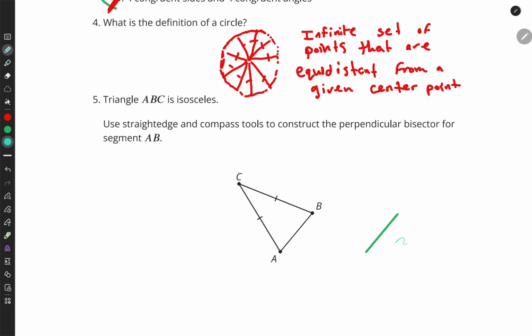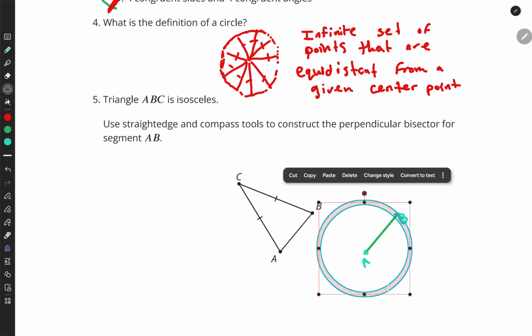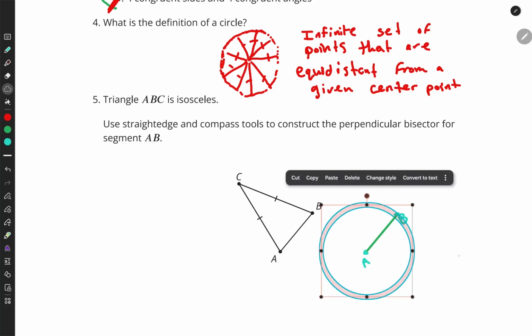Well, you would create two circles, right? Let's call this AB. You would construct two circles. If you want to have them the same radius, you do radius AB. There we go. So let's just move this so that A is in the center. All right, that's about right.